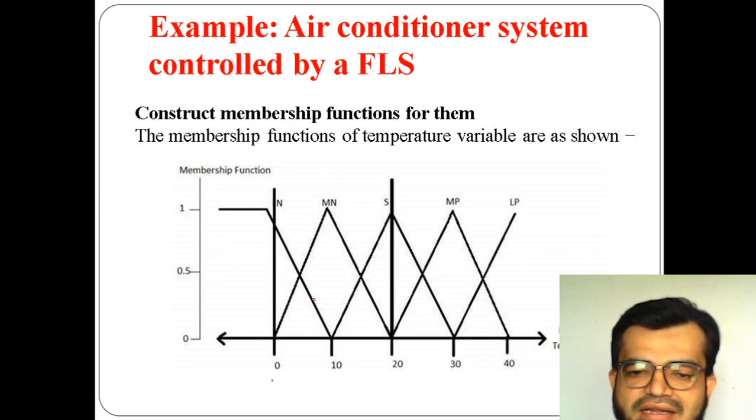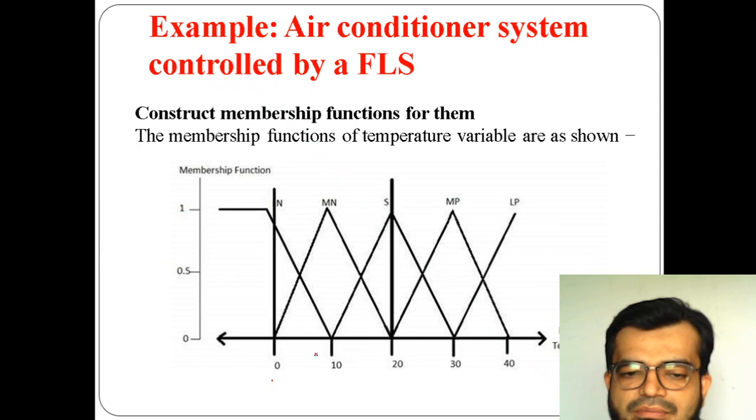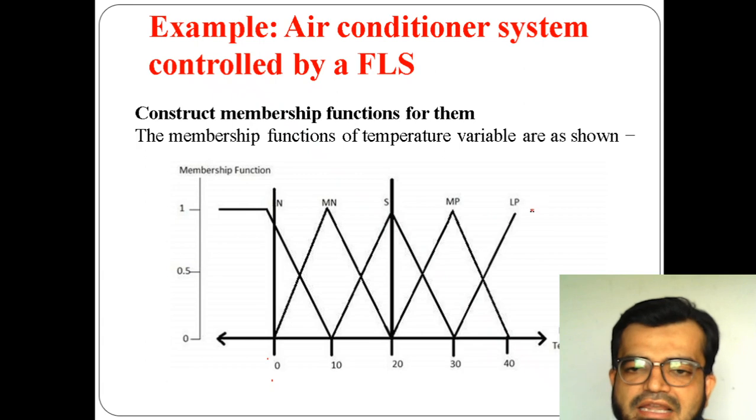Now just understand this. On the x-axis we are taking input temperatures: 0 degrees, 10 degrees, with an interval of 10 degrees. So 0 to 10 is one range, 10 to 20 is one range, 20 to 30 is one range, and 30 to 40 degrees is one range. And LP indicates large positive, MP indicates medium positive, S indicates small, Mn indicates medium negative, and N indicates negative.